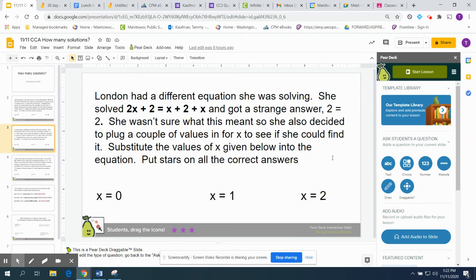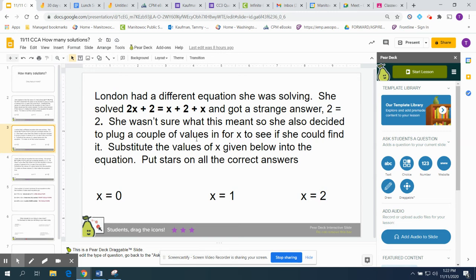So again, I could just take some values to plug in and see. Well, if I plug in 0, 2 times 0 is 0 plus 2. So on the left side, I'd have 2. And then 0 plus 2 plus 0 is 2. So 2 equals 2. 0 works. It makes it a true statement. Going to try 1 though. Let's see, I just want to make sure that there's nothing else that works. So 2 plus 2 is 4, and 1 plus 2 plus 1 is 4. So 1 works as well.